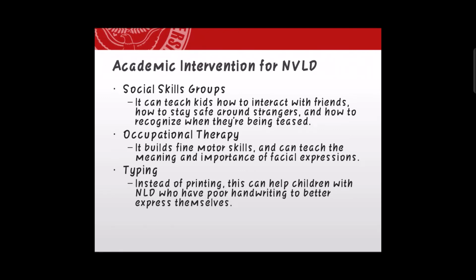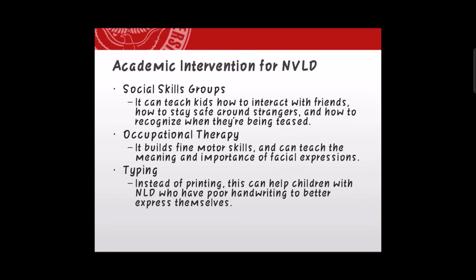The first one is social skills group. It can teach kids how to interact with friends, how to stay safe around strangers, and how to recognize when they are being teased. So here they can practice how to interact with other people since they are in groups. And they can now recognize whether a person is or can do harm to them. And they will now know if they are being teased by other people.